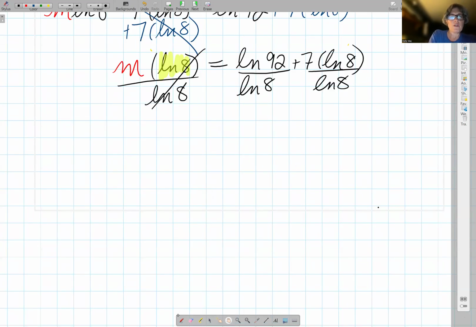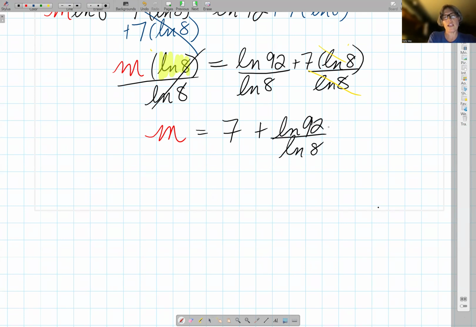All right, so I'm giving you what's called the exact form. And if you need the decimal form, you just get your TI-84 out. So our variable m, the exact form here, this cancels. So 7 plus natural log 92 divided by natural log 8. And once again, you can get out your own TI-84 and get the decimal version if you need it.